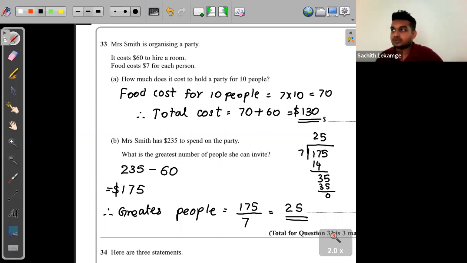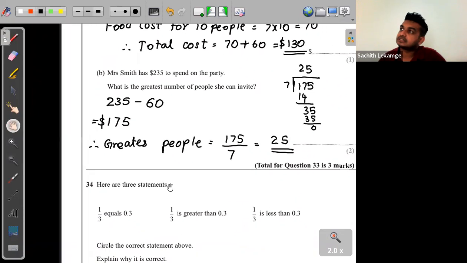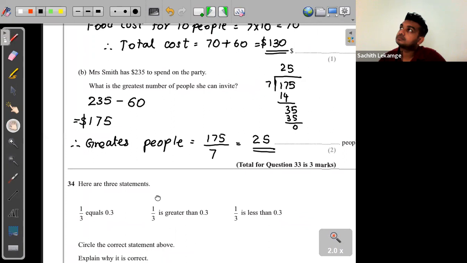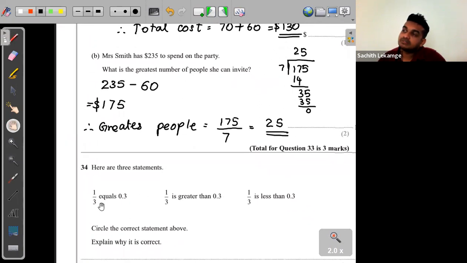We'll finish. Last question. Here are three statements. 1/3 equals 0.3. 1/3 is greater than 0.3. 1/3 is less than 0.3. So we'll divide and see. 1/3 means 1 divided by 3. Divide it and see.